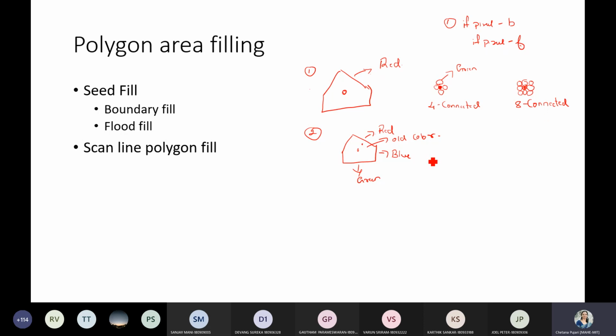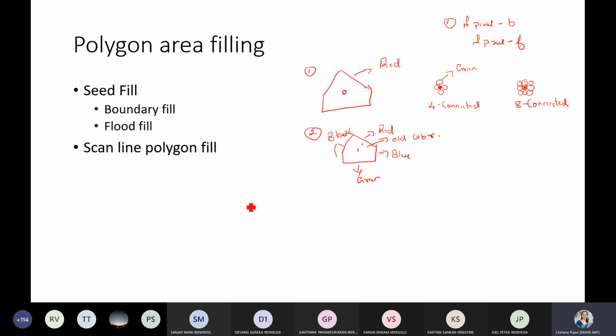You are going to use a recursive function, and here you check whether the particular pixel has the boundary color. In this case the boundary color is not just one, it is a set of colors. Say, for example, these two are together, let's say black. We ensure whether the pixel has any of these boundary colors. If it has any of them, then you ignore it, and only the other colors you fill.